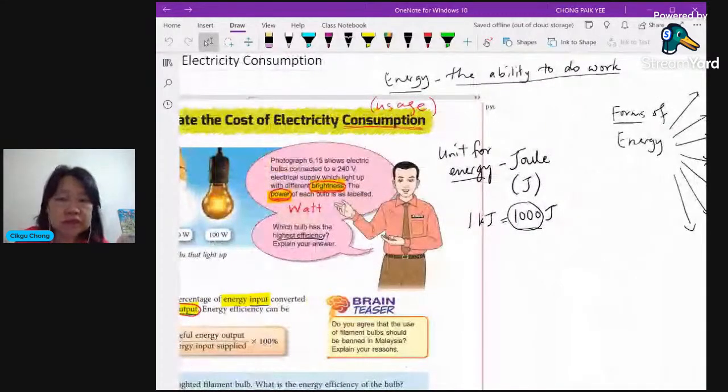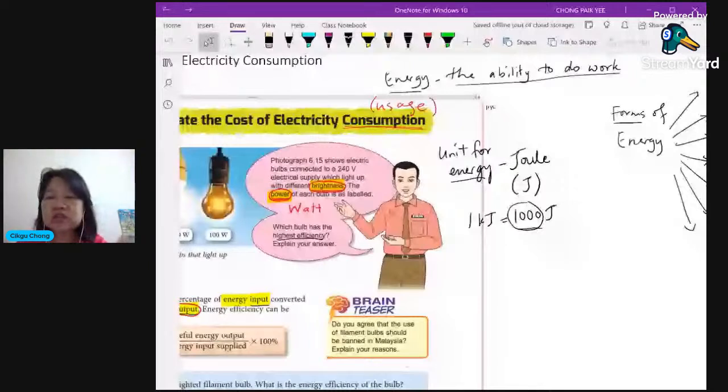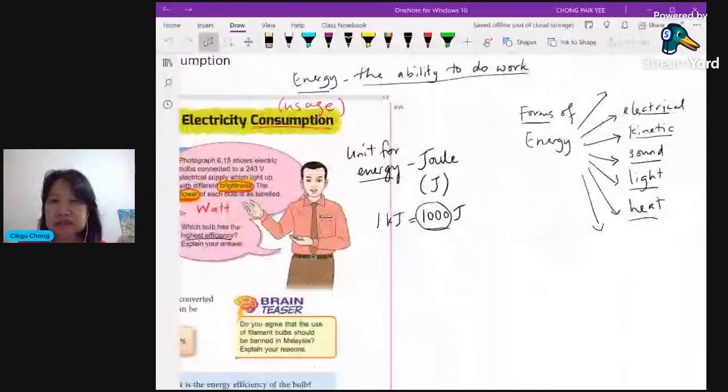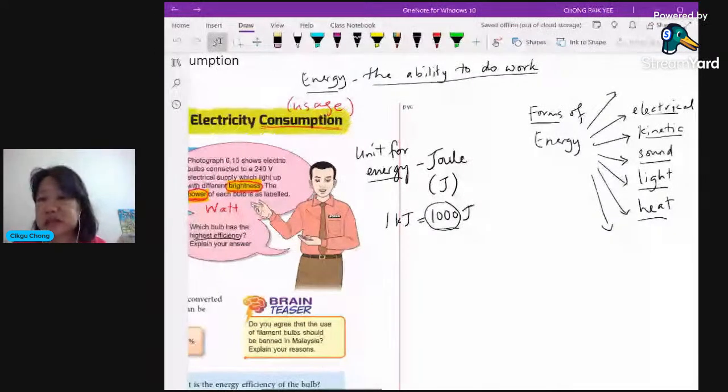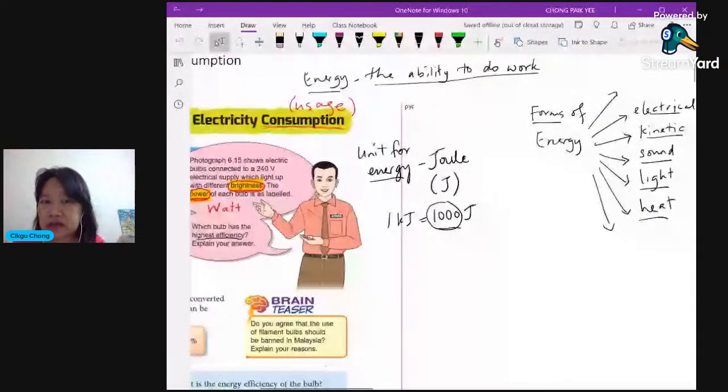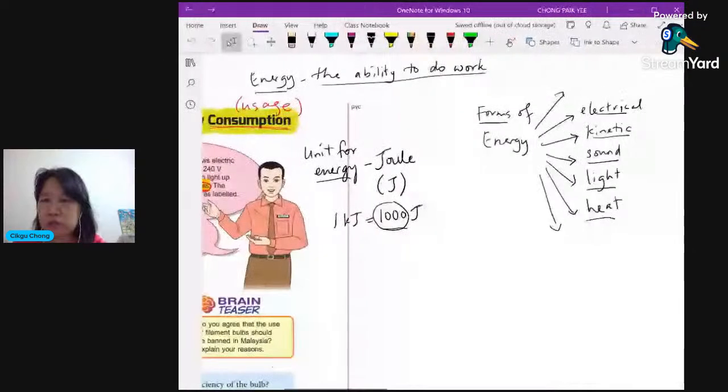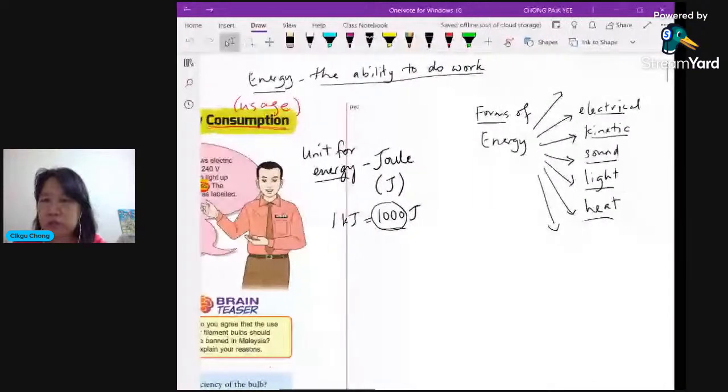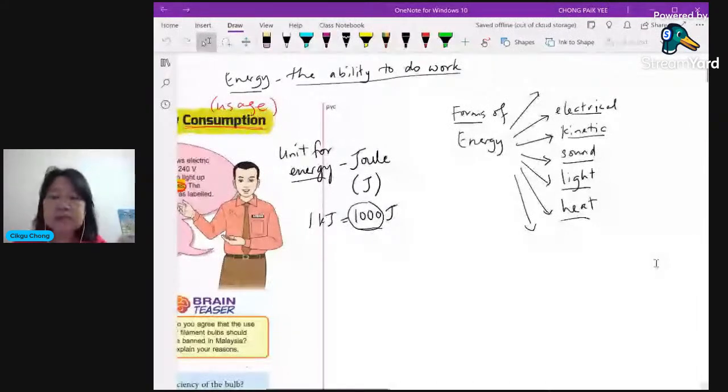It doesn't matter what kind of work. The work of moving something to another place, one thing moving, is called kinetic energy. So there are different forms of energy. Sound is also energy. Light, electrical energy, kinetic energy, sound, heat, all these are different forms of energy. And energy, as you learned last time in Form One or Form Two, cannot be created and cannot be destroyed. Energy can only change from one form to another form.